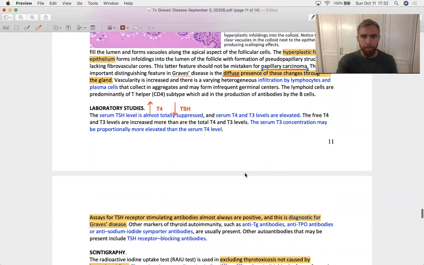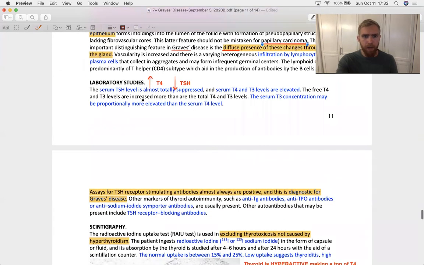So lab studies, we said T4 is up. Why? Because of TSH receptor antibodies that activate cells. And when they work on the thyroid, you make more thyroid hormone. And then TSH itself in the blood will be low. Why? Because T4 feedback inhibits TSH.